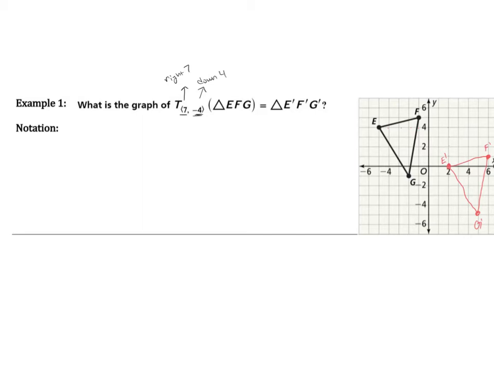Okay. And kind of to notate what we're doing, right? Like we kind of set up there, right? 7, negative 4 means right 7, and then down 4. Okay.